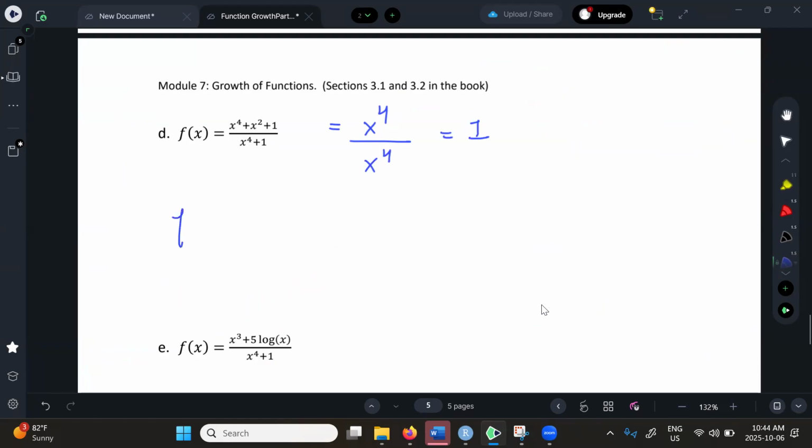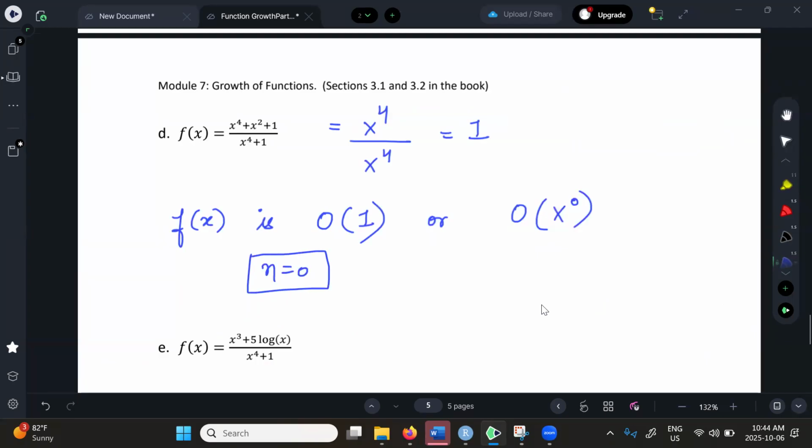This function is big O of a constant. It's growing at a constant rate. Or you could say big O of x to the power 0. So n equals 0 here. This makes sense? This is an important example.